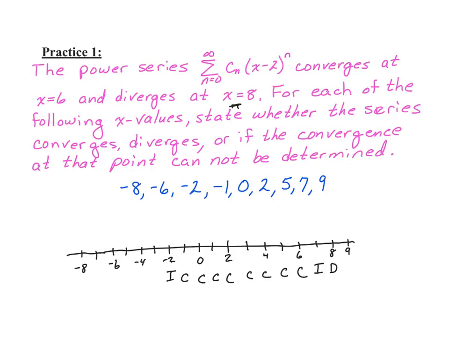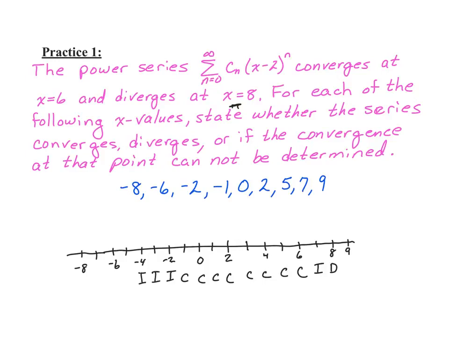Now, the radius from 2 to 8, that radius is 6. So if we go 6 units in this direction, we do not know if it converges or diverges here or at -4. We do not have enough information for these two values.